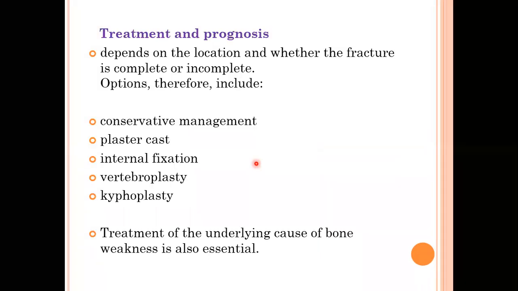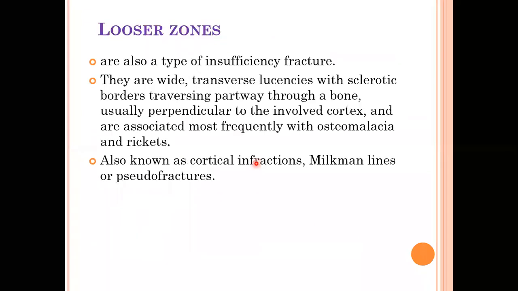Treatment depends on the location and whether the fracture is complete or incomplete. So options may include conservative management, plaster cast, internal fixation, vertebroplasty, or kyphoplasty. Treatment of the underlying cause of bone weakness is also essential. The last subject is about looser zones. It's also a type of insufficiency fracture.